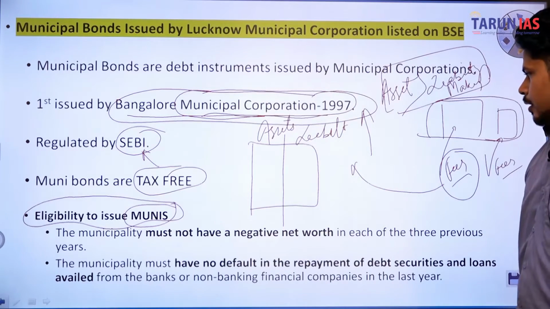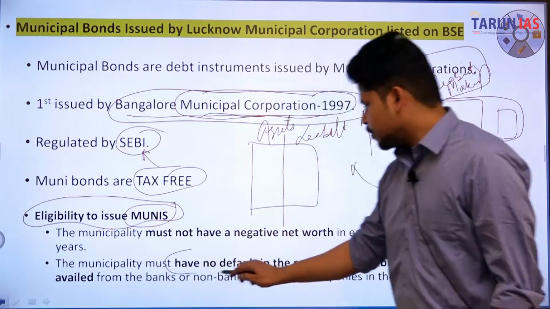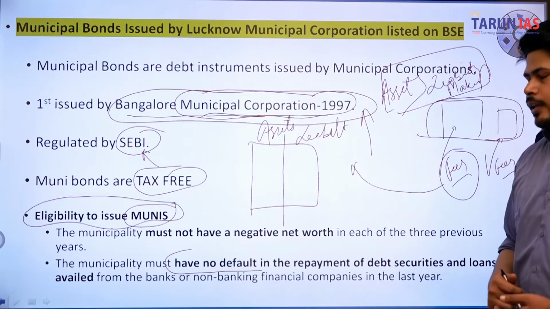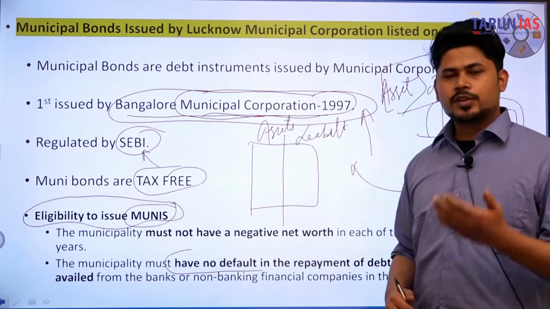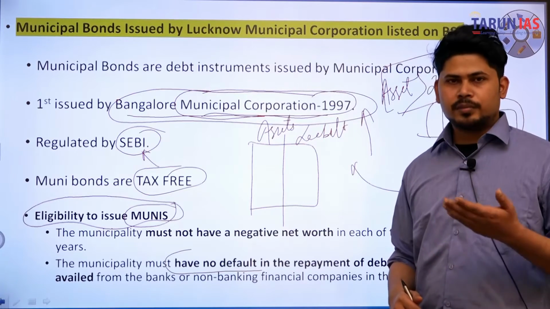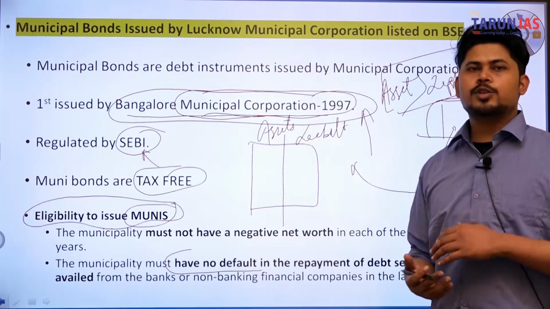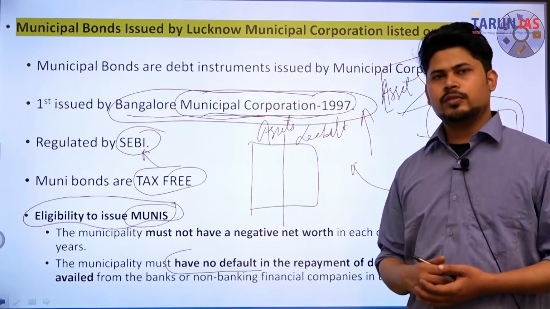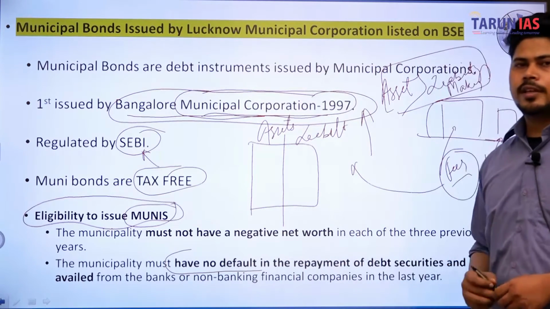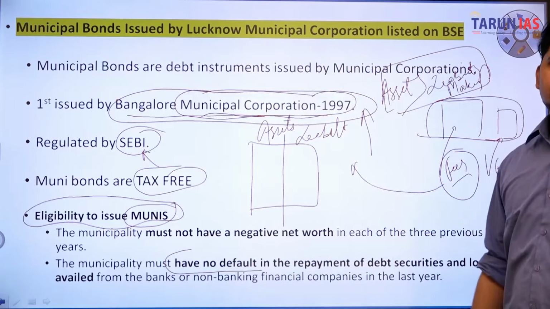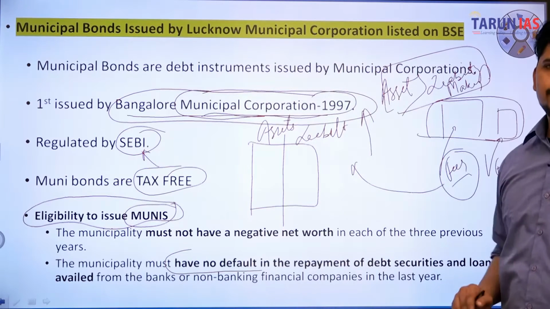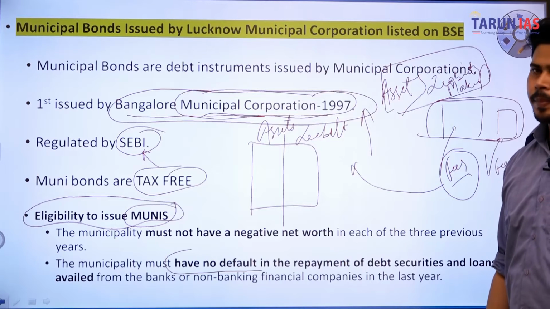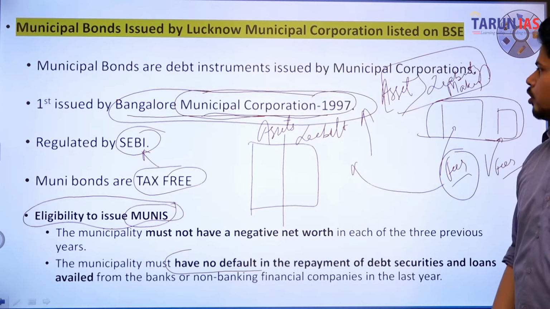Fine. And the second criteria is the municipality must have no default in the repayment of debt securities and loans. In case the municipal corporation has already raised some loan or issued any debt instrument like a bond previously, it should not have defaulted on the payment of interest or the loan. ठीक है? अगर ये दो conditions fulfill हो रही हैं, then only a municipal corporation can issue a municipal bond to raise capital. Fine. I hope you understood this. From exam point of view, this is important.